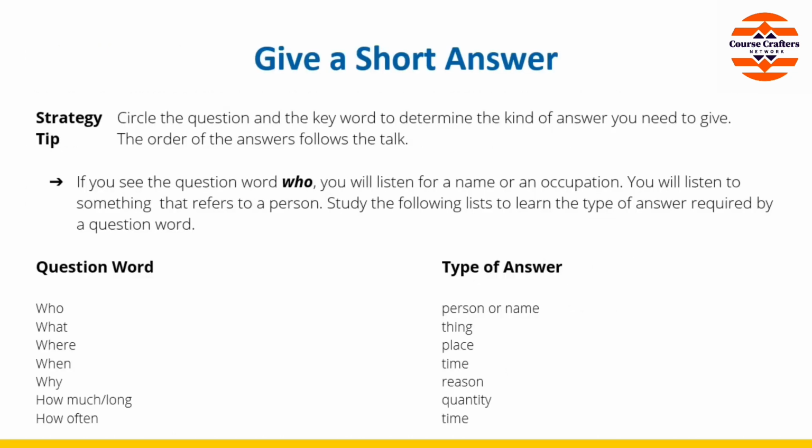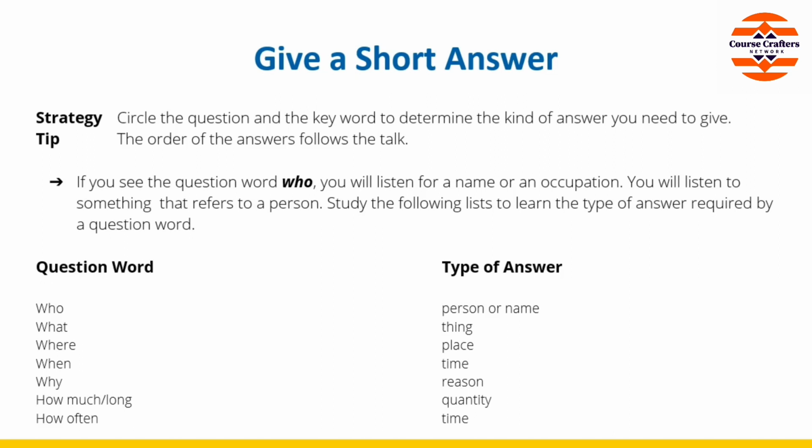Our final task we're going to review today is giving a short answer. Remember that you need to circle the question and keywords to determine the kind of answer you need to give. Also remember the order of answers follows the talk. If you see a question beginning with who, remember you listen for a name or an occupation. You listen to something that refers to a person. Also, studying the following lists of words will help you to be more prepared for your upcoming test.